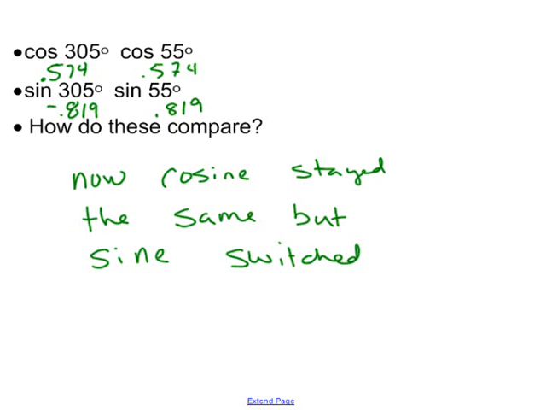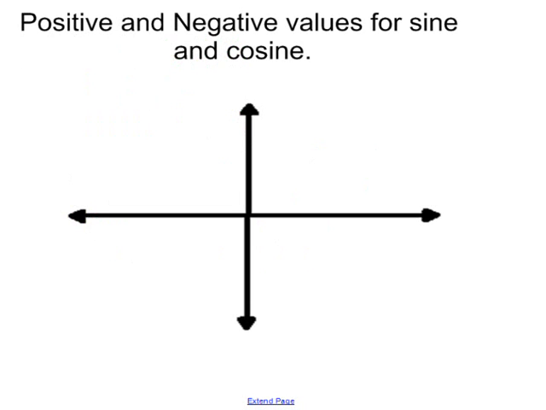So before, cosine switched and sine stayed the same, but now cosine stayed the same and sine switched. So let's look at all four quadrants and put these together.